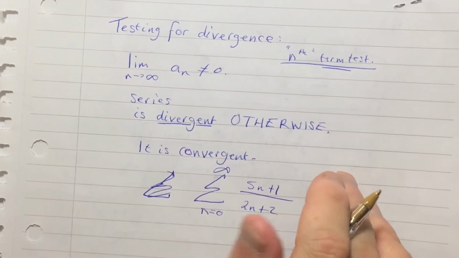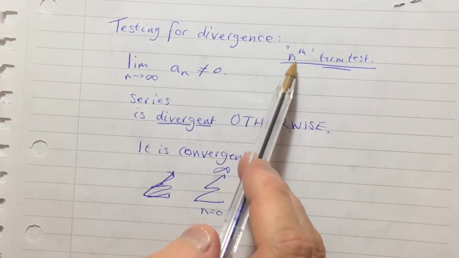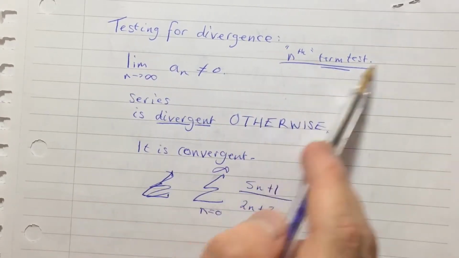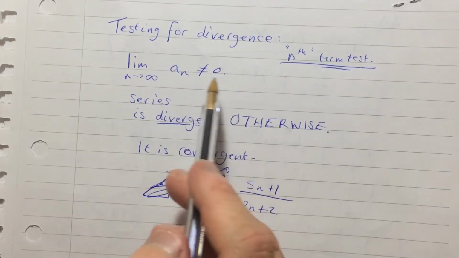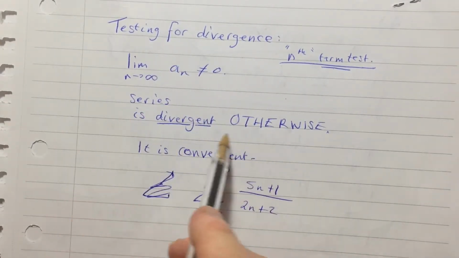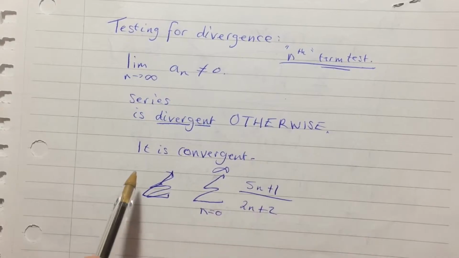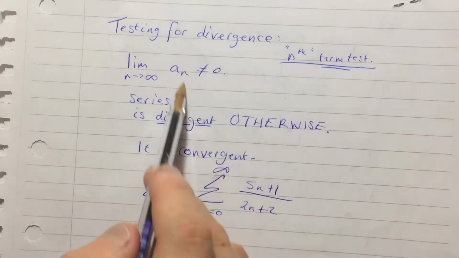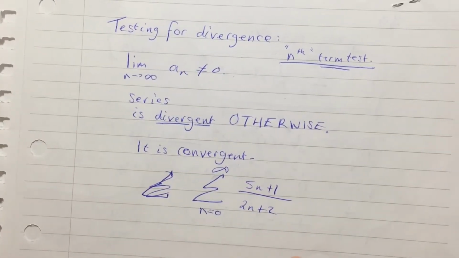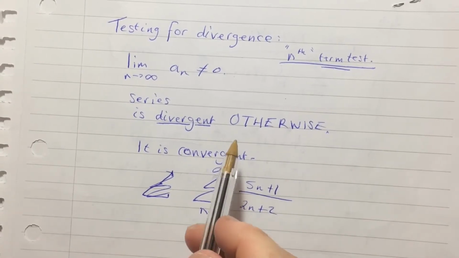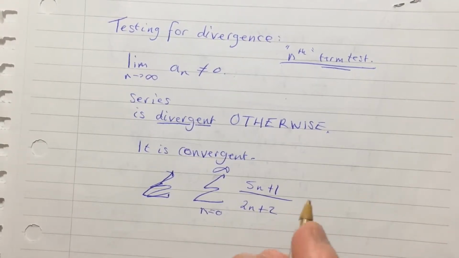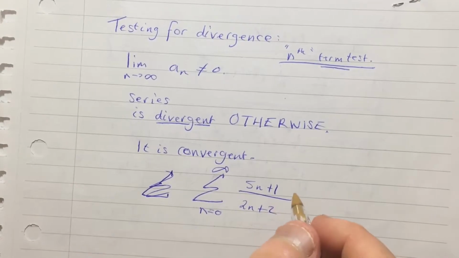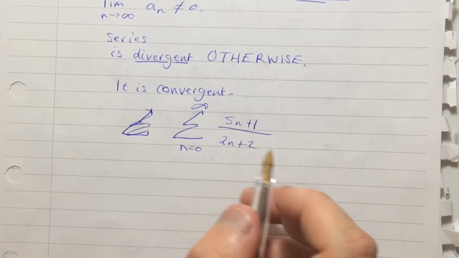So we're testing for divergence, basically. And this is actually called the nth term test. If the limit as n approaches infinity of a sub n does not equal 0, the series is divergent. Otherwise, it's convergent. So basically, it has to be 0 for it to converge. It's really easy to remember this test, because if it's any number but 0, it diverges. So it's really easy to test whether or not it diverges or converges. Anyway, so this is our series.